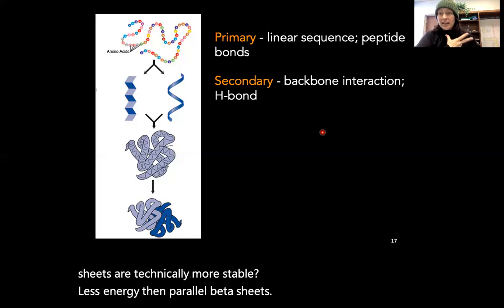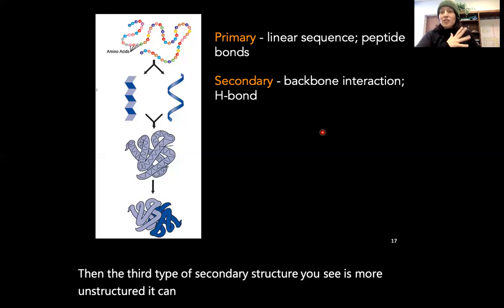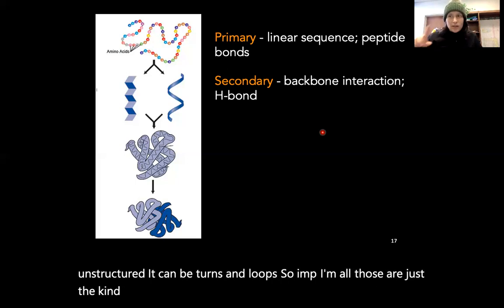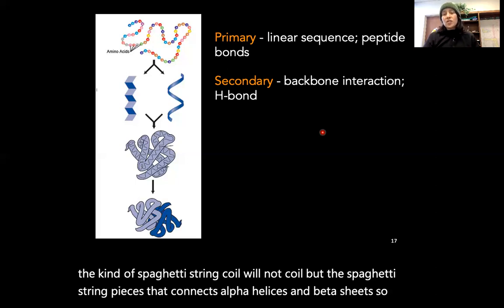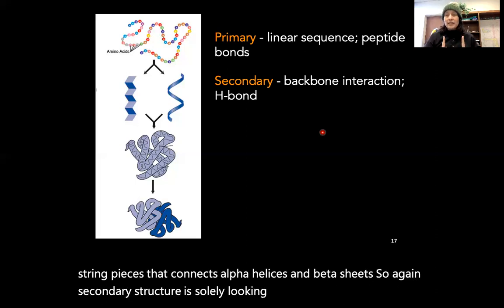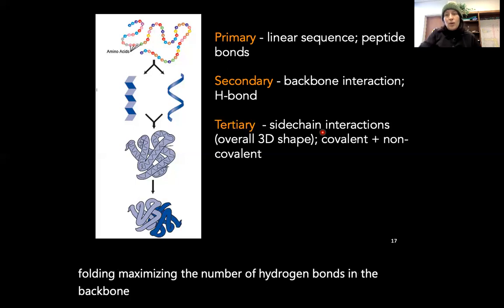Then the third type of secondary structure you see is more unstructured. It can be turns and loops. So in Pymol, those are the spaghetti string pieces that connect alpha helices and the beta sheets. Okay. So again, secondary structure is solely looking at maximizing, when a protein's folding, the number of hydrogen bonds in the backbone atoms. What about the side chain?